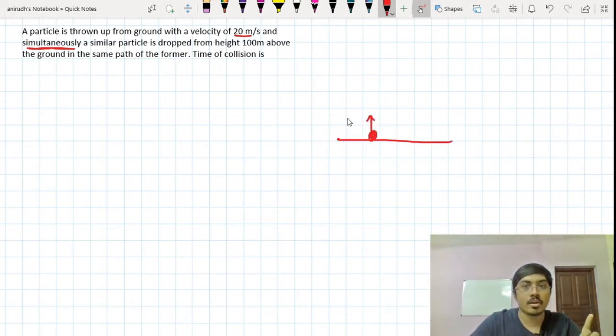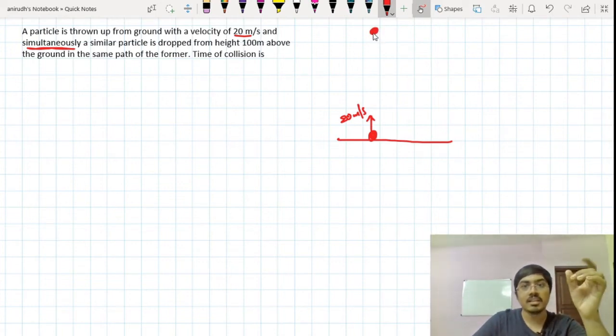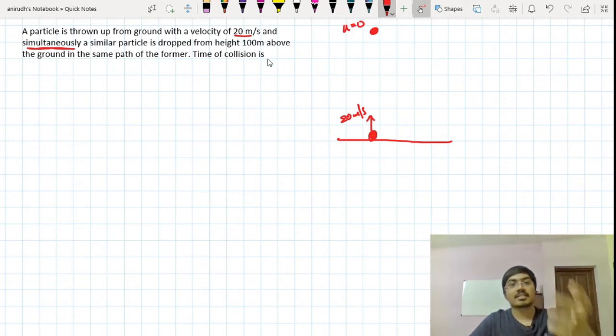So that means I have a ground over here like this, and I'm throwing this particular particle up with a velocity of 20 meter per second, right? And at the same time, simultaneously in the same path, I'm just dropping another particle down. That means the initial velocity is equal to 0, right? And they are asking you the time of collision.